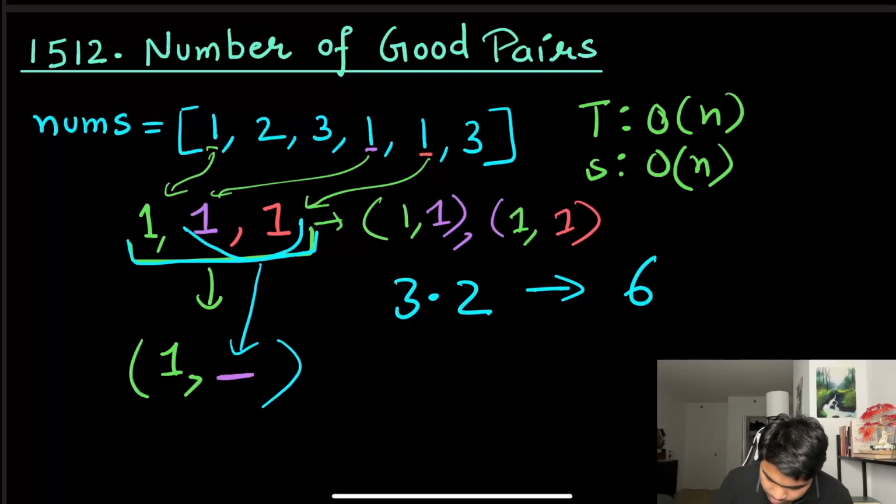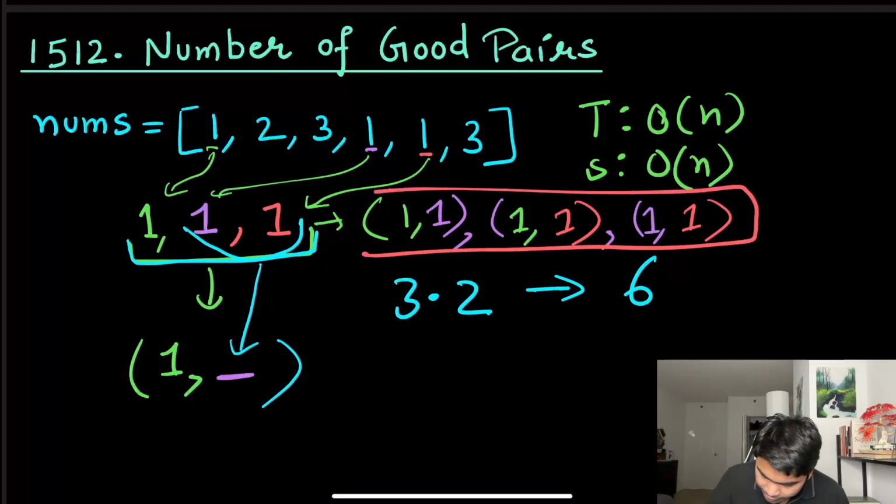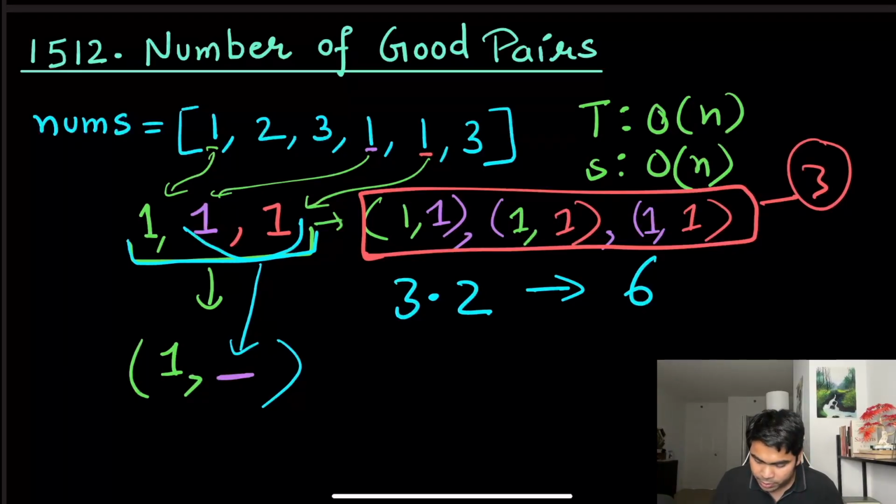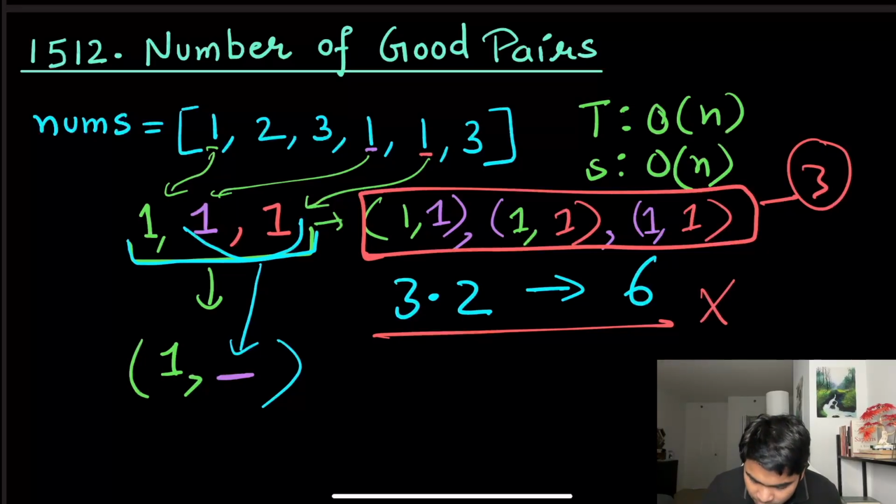Okay, then I'm gonna have this purple one and then this one. So these are only 3 pairs that I can create, right? I can only create 3 pairs, but this math says I can create 6 pairs, which is wrong, but we will see why this is wrong.